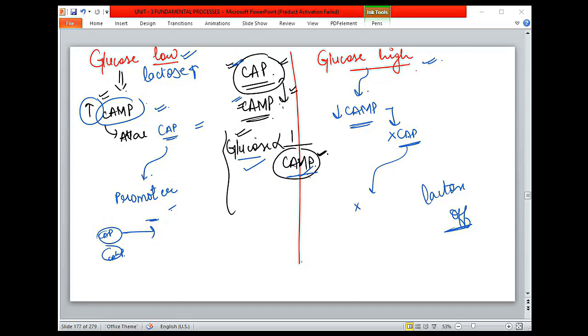A very low amount, just to make sure that the enzymes are present in a very basal concentration, so that as and when the lactose comes in high concentration, the work can be initiated. Okay.